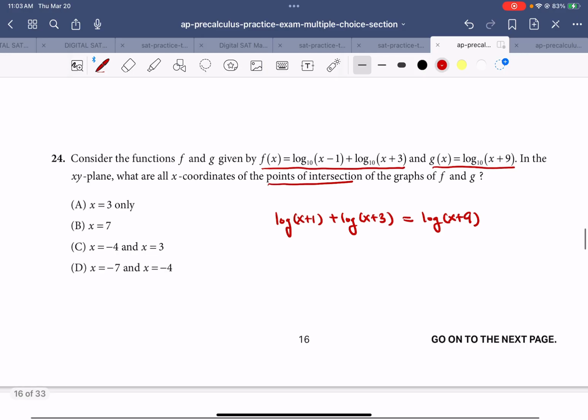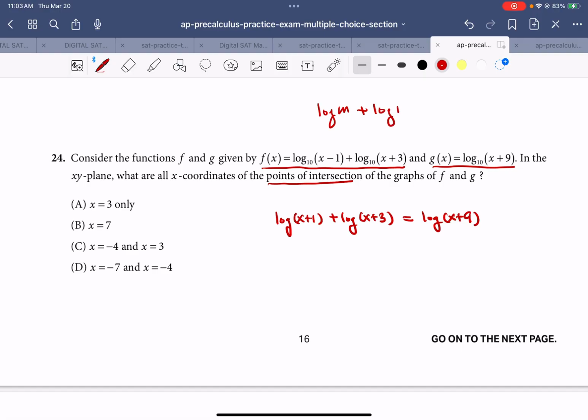One of the properties you should know for logs is that log m plus log n, you multiply, so log of m times n. Of course, when you subtract, it should be log of m over n. If you're not familiar with this, I'm going to upload another video for a formula review, so you can watch that one later. So when you add, you multiply x plus 1 and x plus 3, using that plus rule, and the right-hand side just leave it like that.